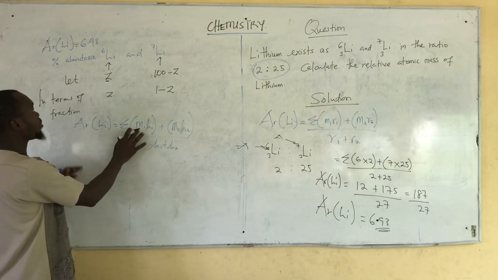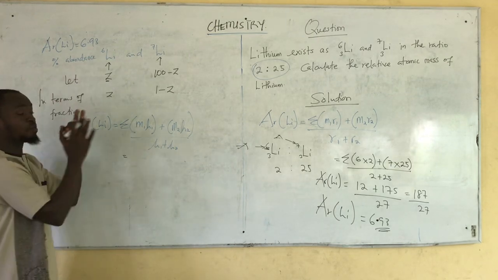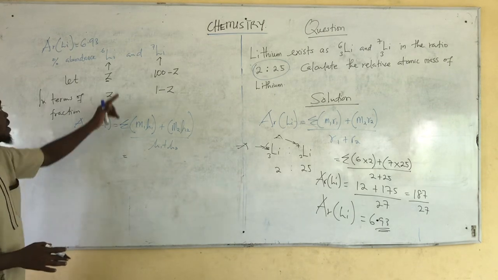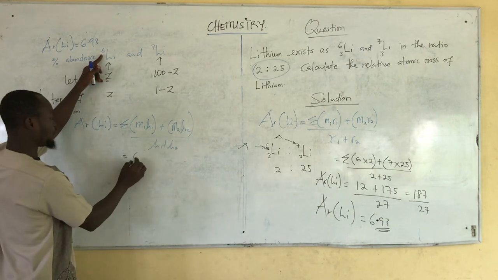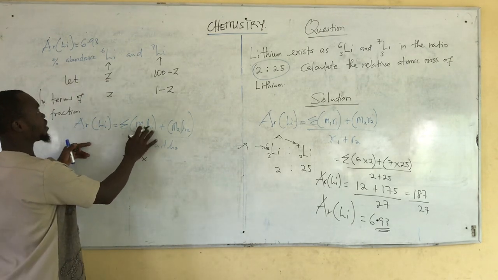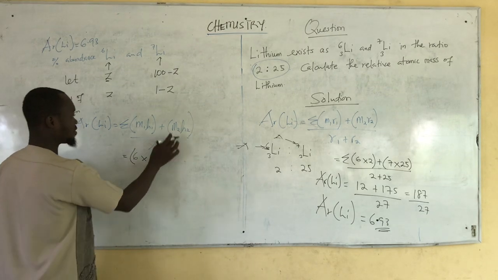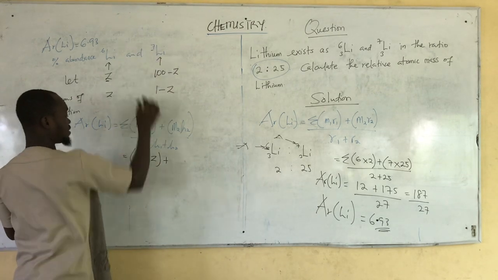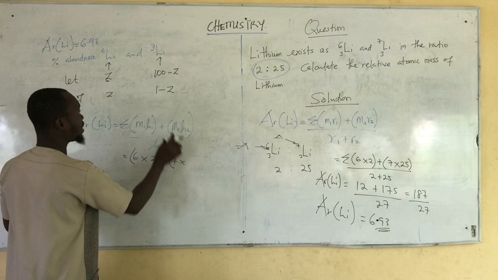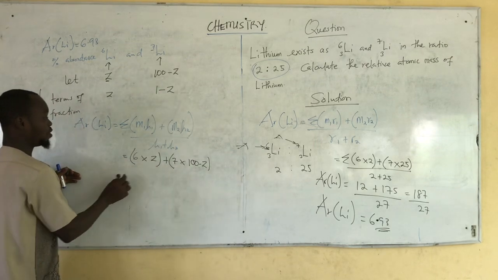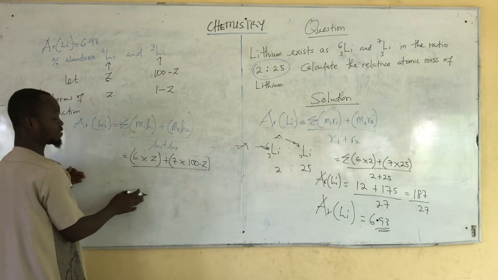So the mass here, we are going to use the mass number as I indicated. If the atomic mass or the isotopic mass is not given, we always use the mass number. The mass number here is 6 for the first isotope times the abundance of the first one we selected to be Z. Is that okay? Plus the mass of the second one is 7 times the abundance becomes what? 100 minus Z. Is that okay? All divided by the total abundance.